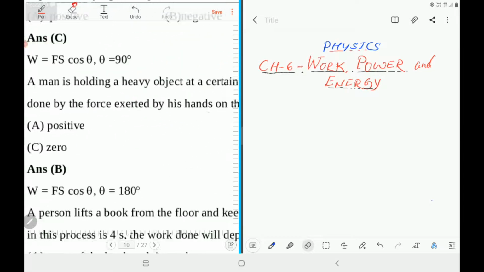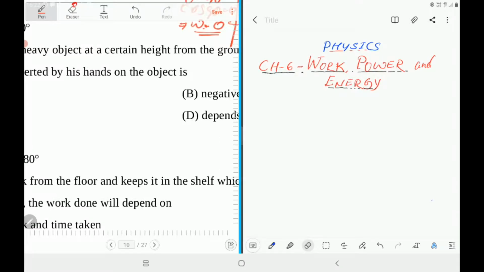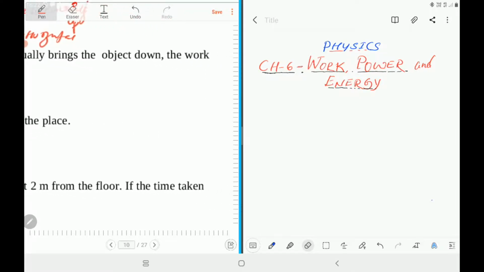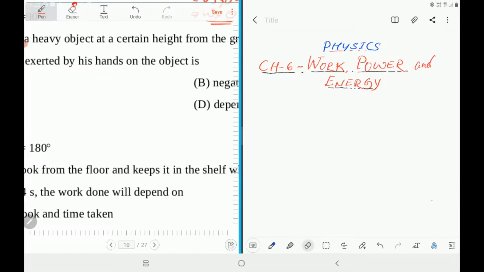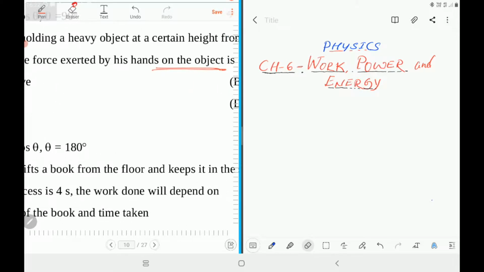That's it, you remember. Next: a man is holding a heavy object at a certain height from the ground. He gradually brings the object down. What is the work done by the force exerted by the hands on the object? He is holding a heavy load, right? The person is holding the heavy load with his hands. He is applying a force equal to the weight. Weight is acting down, and he is applying force F up.